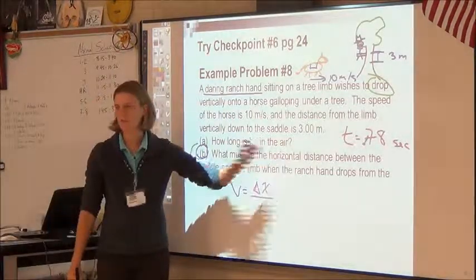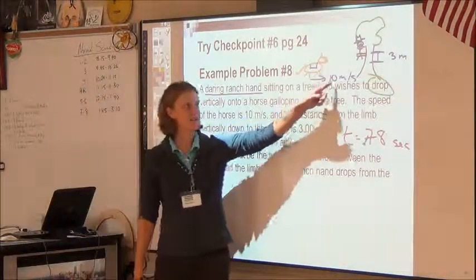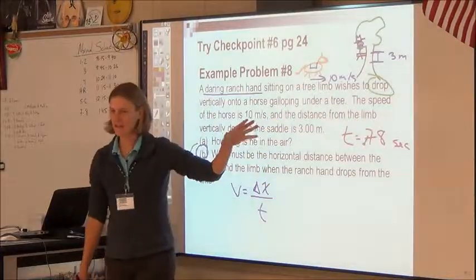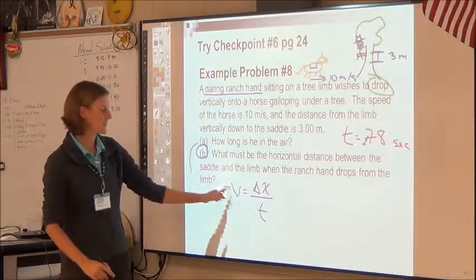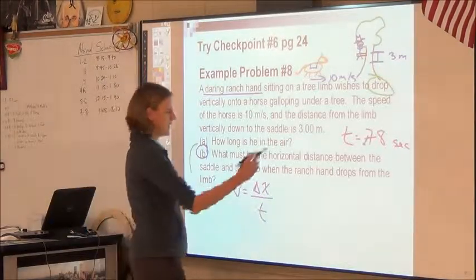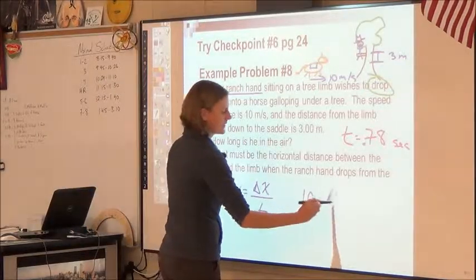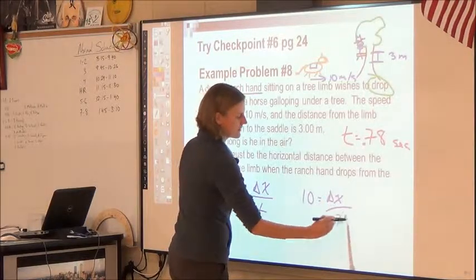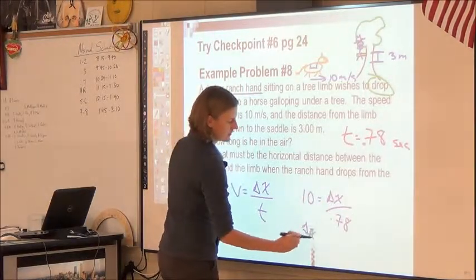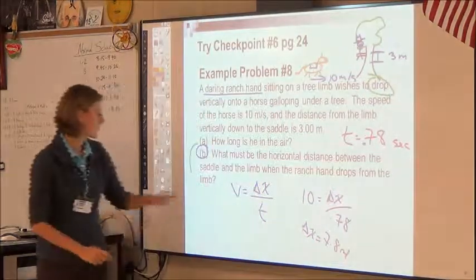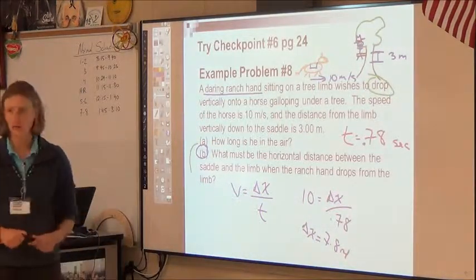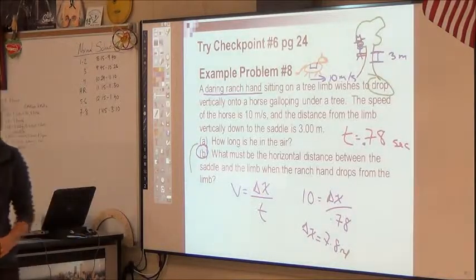Horizontal distance, there is no acceleration. Now, horse is just at a set 10 meters per second. It's not accelerating. So I don't need the kinematics if it's not accelerating. Just go back to your basic velocity as displacement over time, where you've got 10 equals delta x over that 0.78, delta x 7.8. So the horse must be 7.8 meters away to start, or else none of this is going to work out.